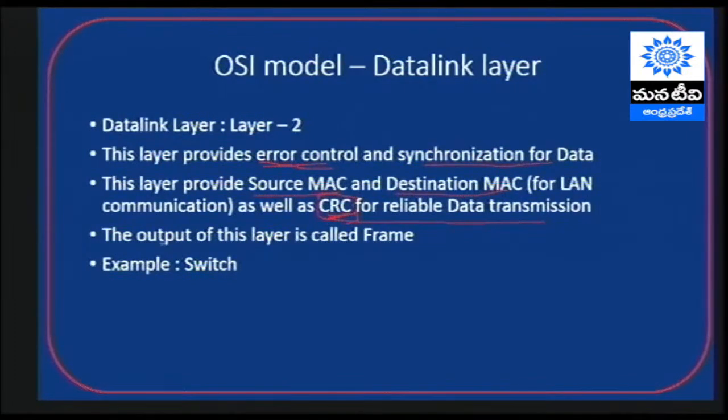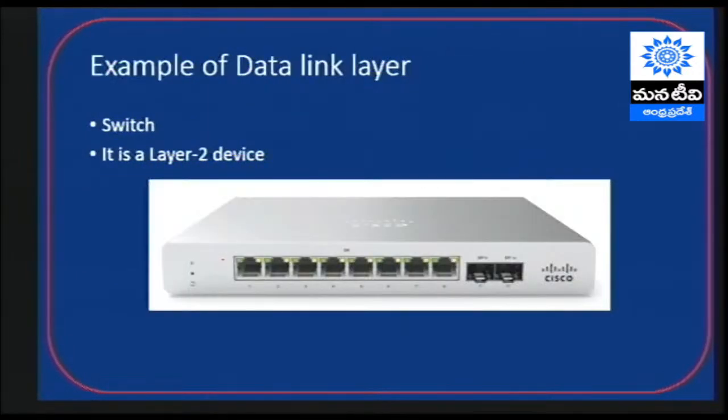The output of this layer is called a frame. Frame is the protocol data unit, and the example device of this layer is the switch. So let us see a picture of the switches that we use in our network. This is a picture of a switch, and it is called a layer 2 device. We have seen a router which allows communication from the local network to the remote network, and this switch allows communication between the devices within our own local area network.